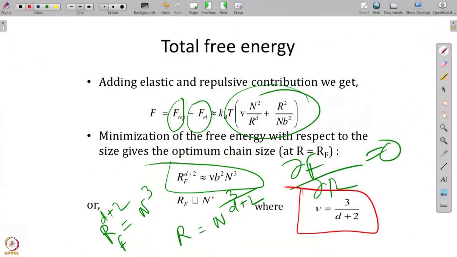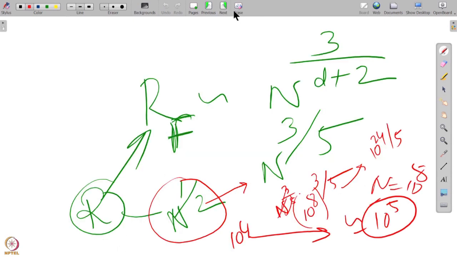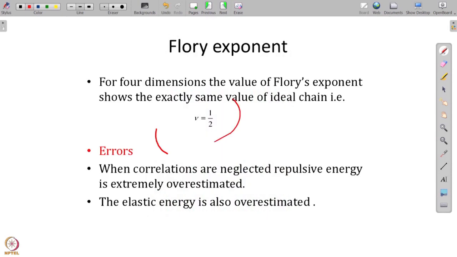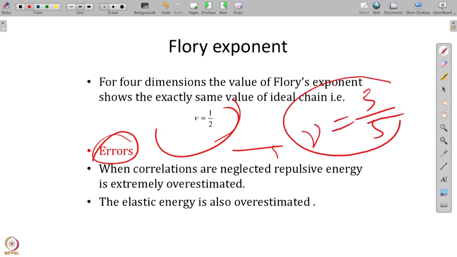And this is for Flory: R equals N to the power nu, and nu is the Flory parameter, nu_F equal to 3 by d plus 2. So Flory got everything correct. This is amazing. Flory got everything correct. The Flory exponent we got: the ideal chain nu equal to half is an underestimate, and it goes over to nu equal to 3 by 5 for three dimensions.